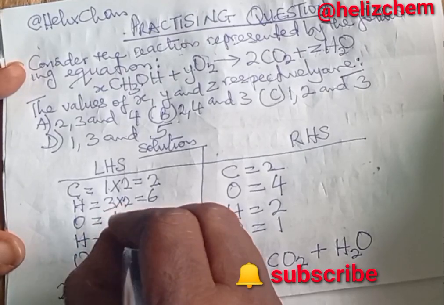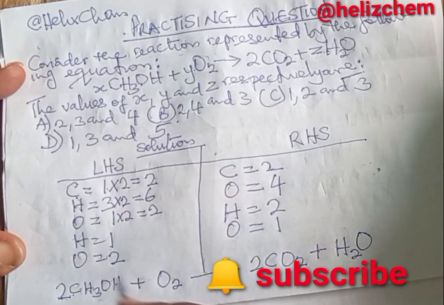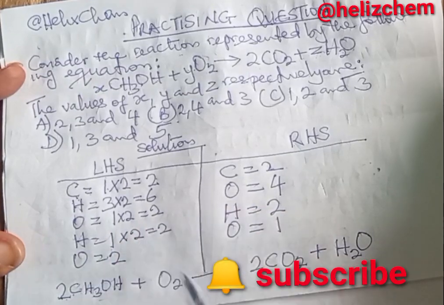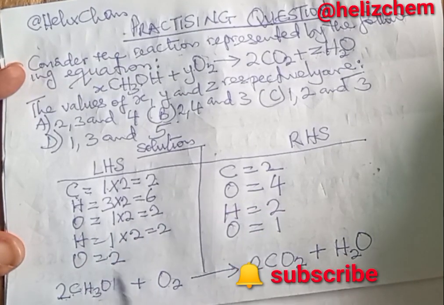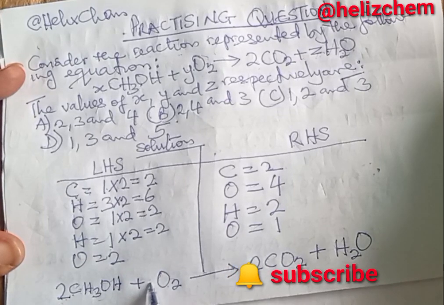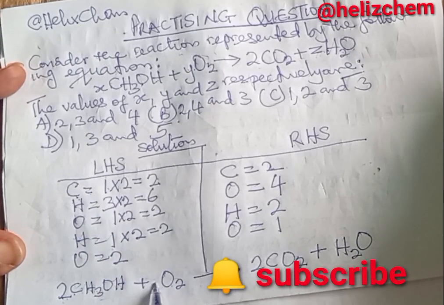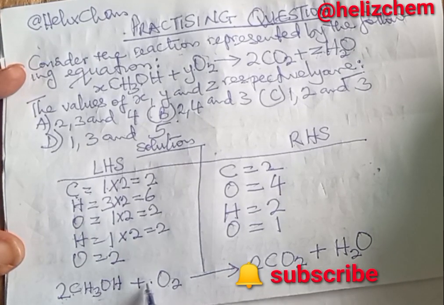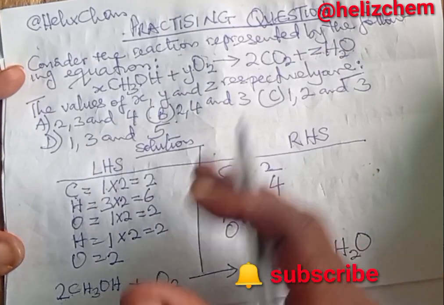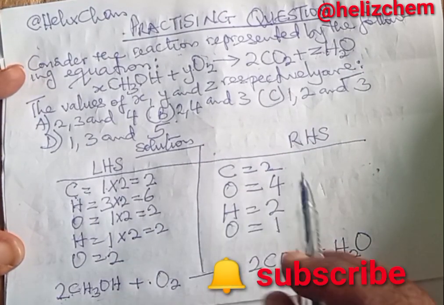Oxygen here, now times 2, has become 2. Hydrogen here also has become 2. But oxygen here remains 2, because the 2 here is not applicable to the oxygen. It does not affect it. Let's go to the right hand side of the equation.